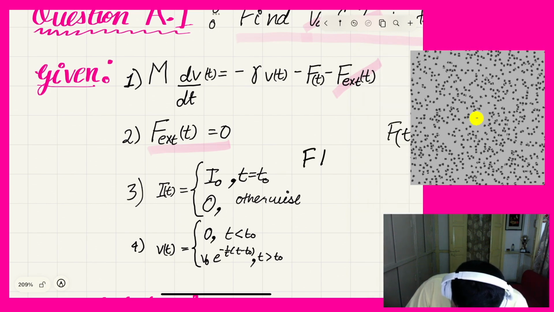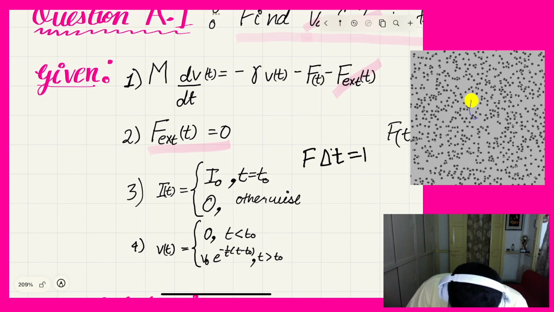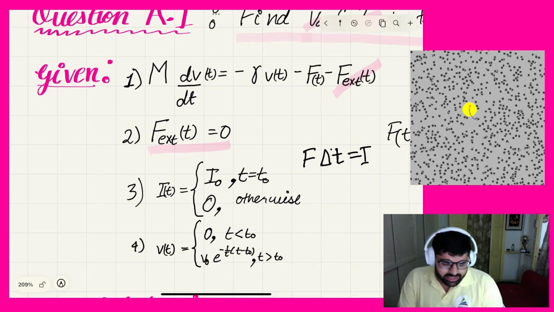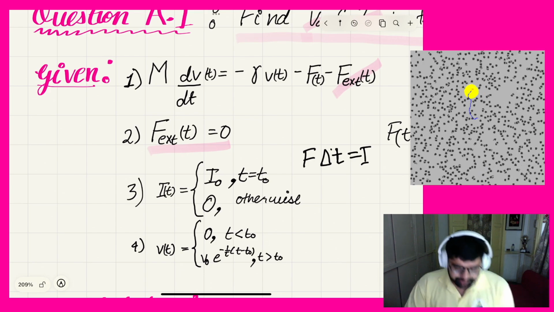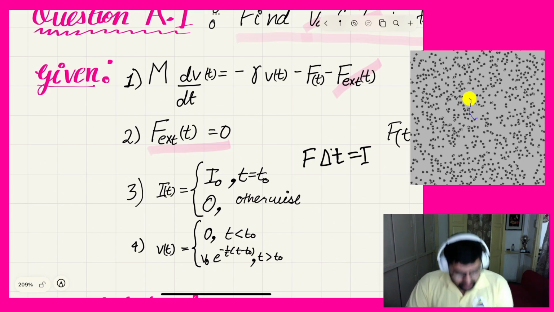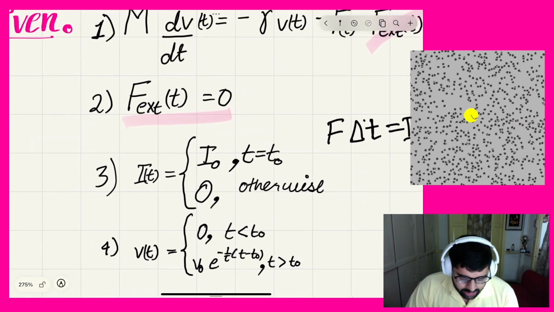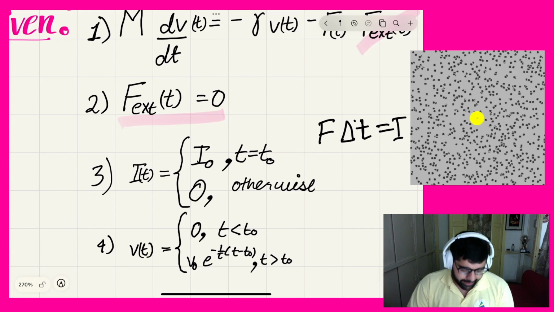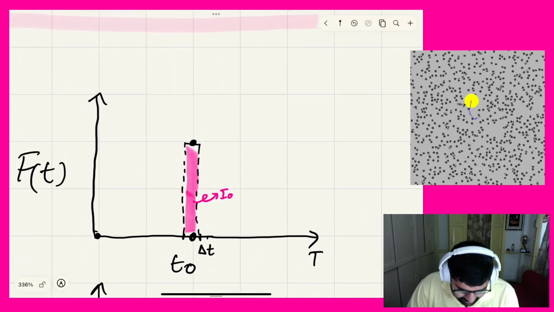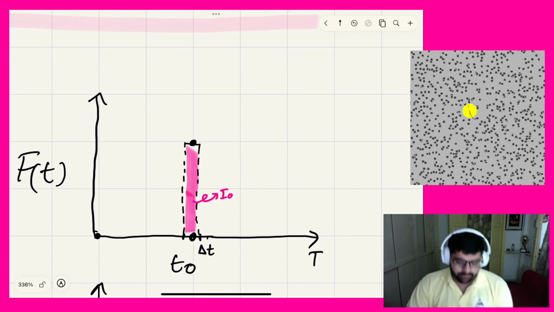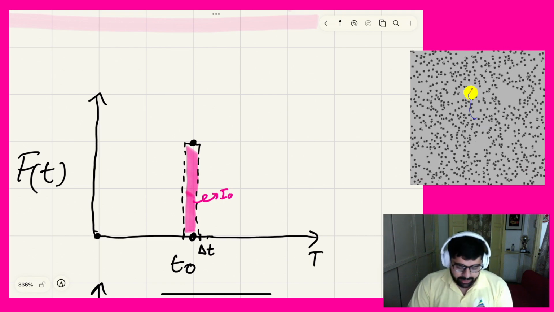The integral of f dt is equal to I, and I is given as I0 when t is equal to t0, 0 otherwise, and v of t is given as 0 when t is less than t0, and this expression otherwise. So let's use this information to plot f of t and v of t. The plot of f of t looks something like this, where at t is equal to t0, for a short time, there is some force, and the area under this curve is I0.